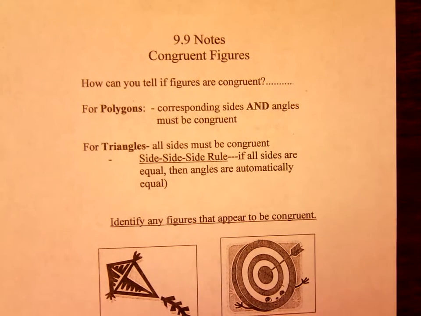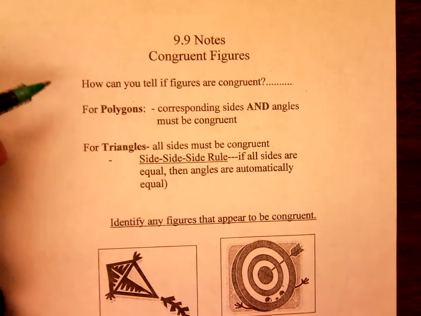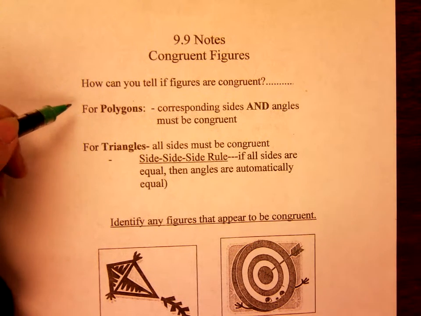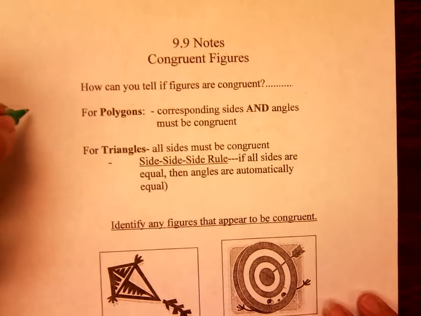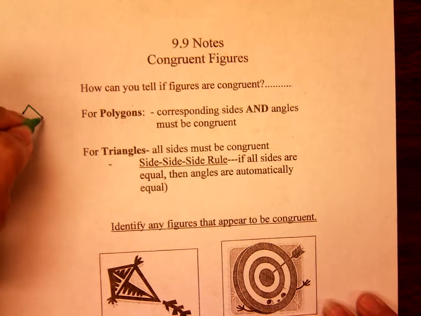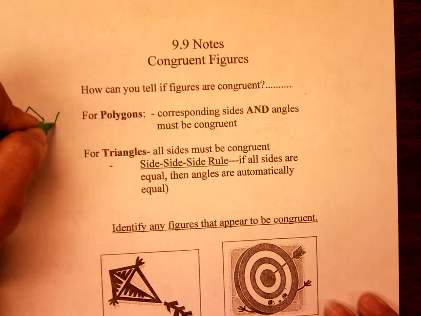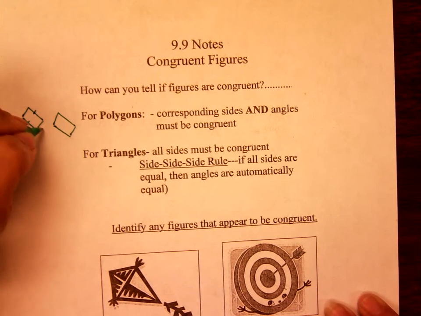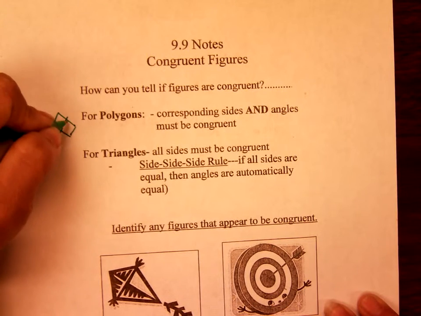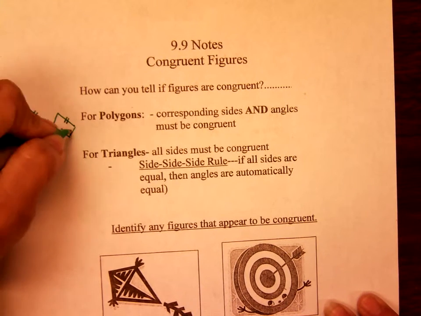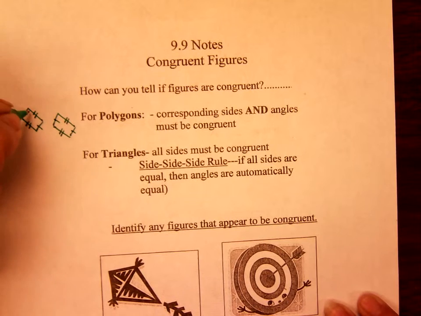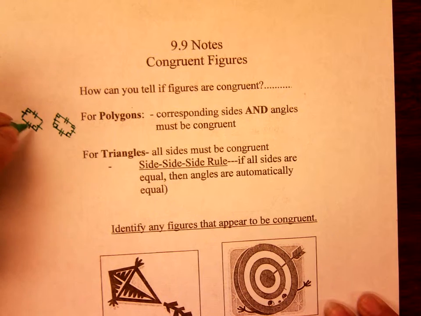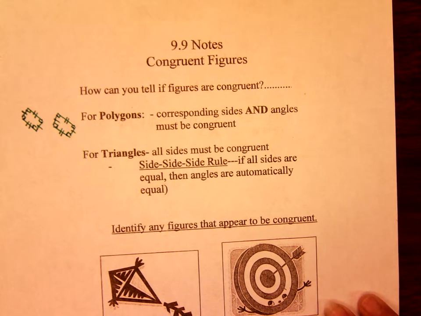So today's lesson is 9.9, congruent figures. How can you tell if a figure is congruent? Well, for a polygon, corresponding sides and angles must be congruent. Remember that we had said that if you have, let's say, two rectangles, the sides all have to be the same on both figures, and the angles have to be the same. If both of them are not the same, then they are not congruent figures.